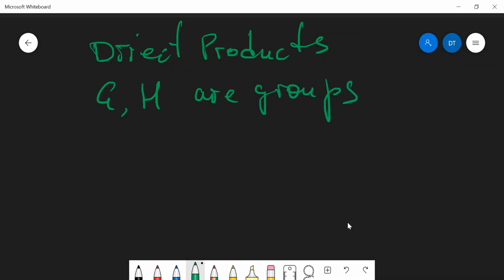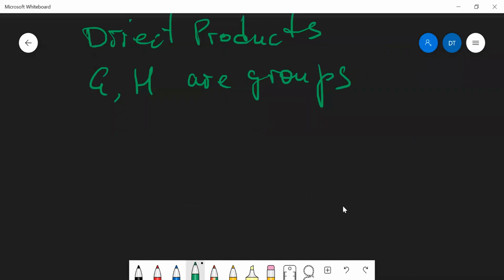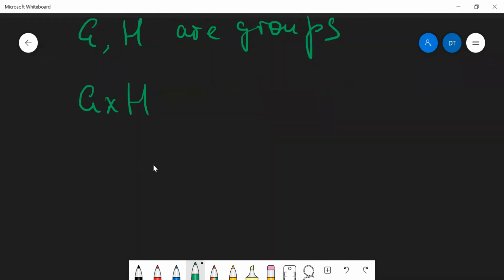So in order to produce a group, I must give you the data required for the new group and check all the axioms for this data. So if you remember, what kind of data should I provide? I should give you a set and an operation. So the set is the Cartesian product of two sets. So this will be the set for the direct product.